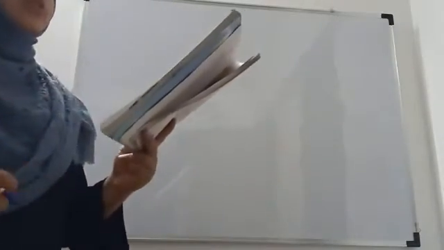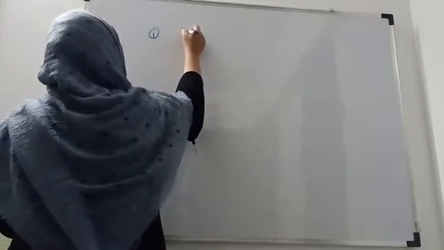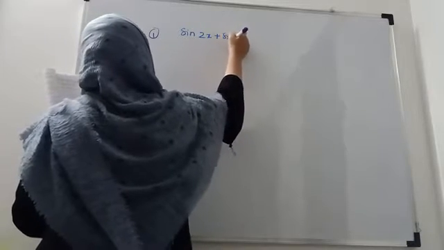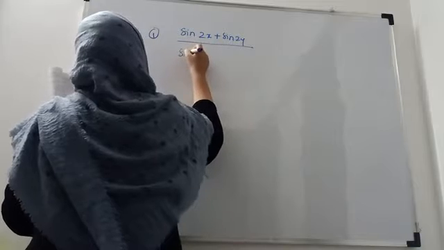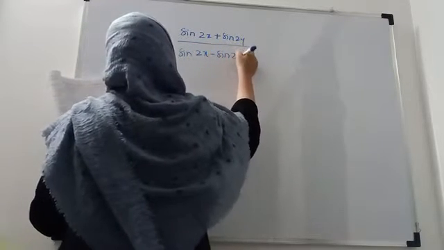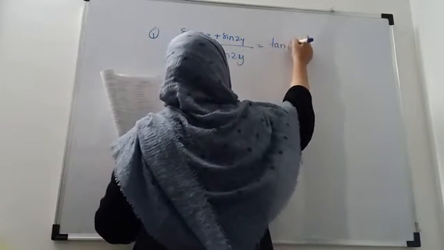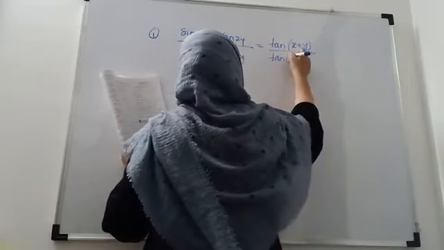So the question is, prove that the following. There are total 6 sub questions. So I am doing the first problem, given as (sin 2x plus sin 2y) divided by (sin 2x minus sin 2y) is equal to tan(x plus y) divided by tan(x minus y).